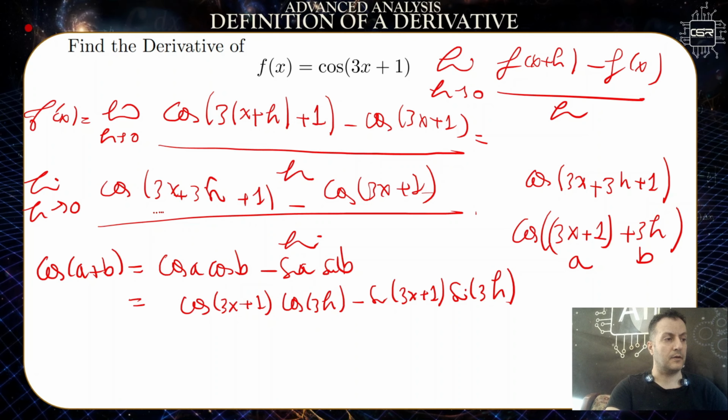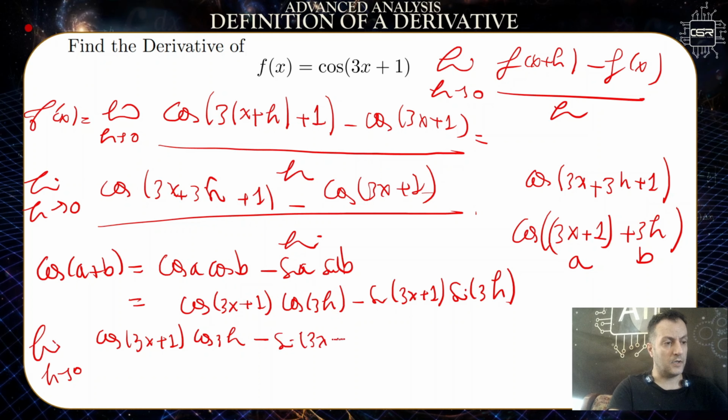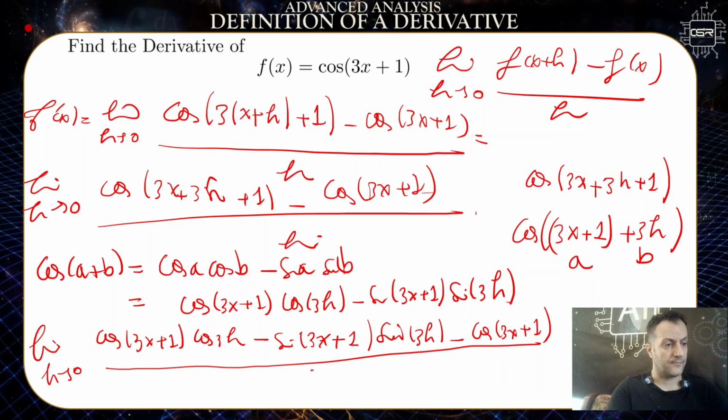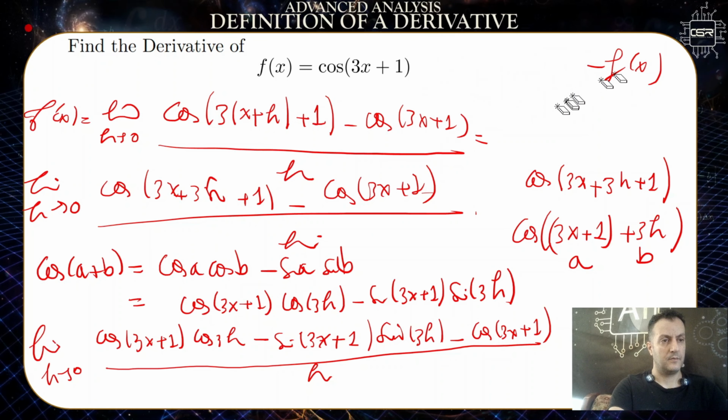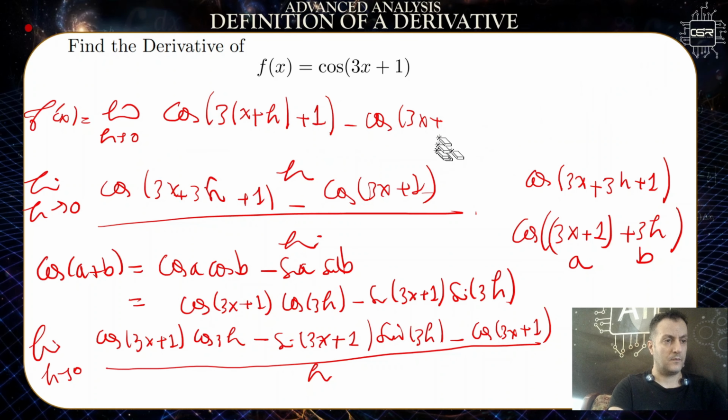We place them back in the limit, so it is the limit as h approaches 0 of cosine of 3x plus 1 times cosine 3h minus sine of 3x plus 1 times sine 3h minus cosine of 3x plus 1, divided by h. Let's erase a little bit of the above lines to make it a little more neat.